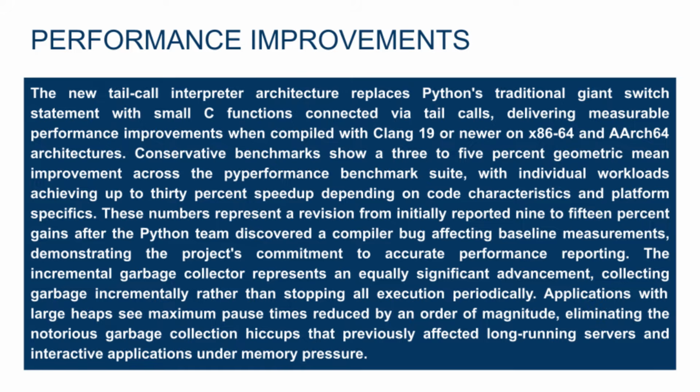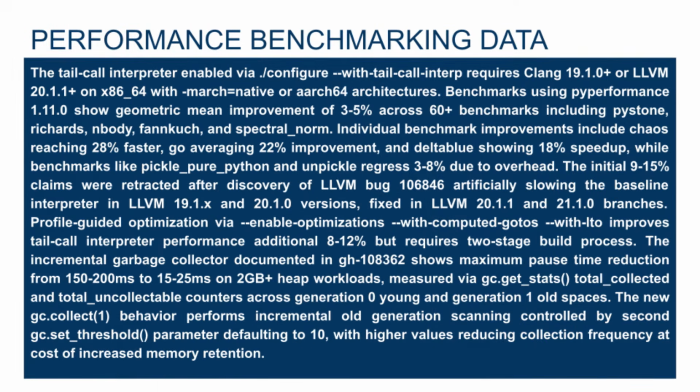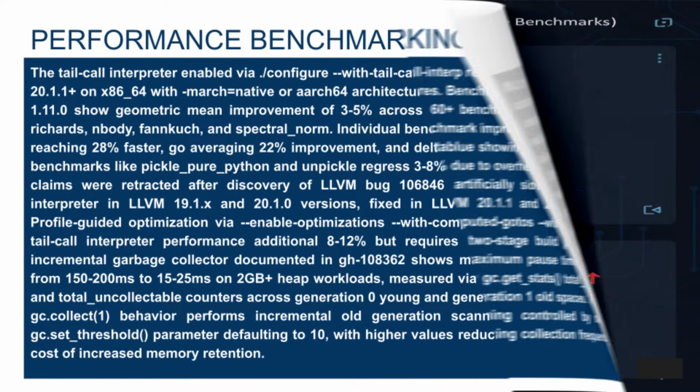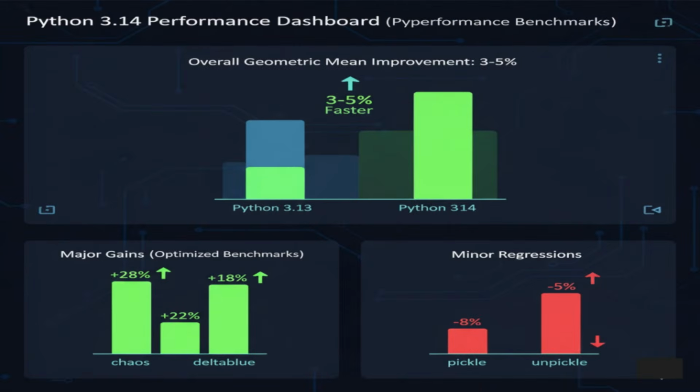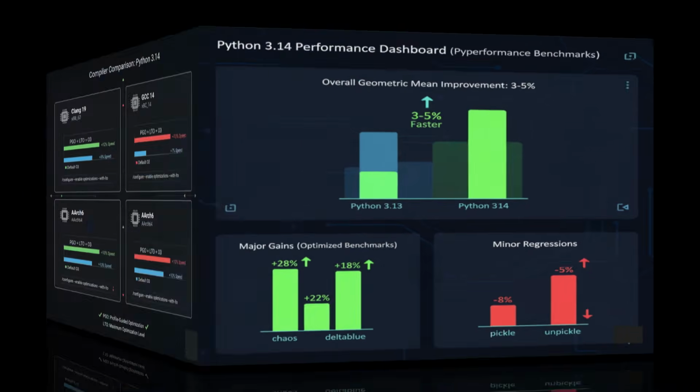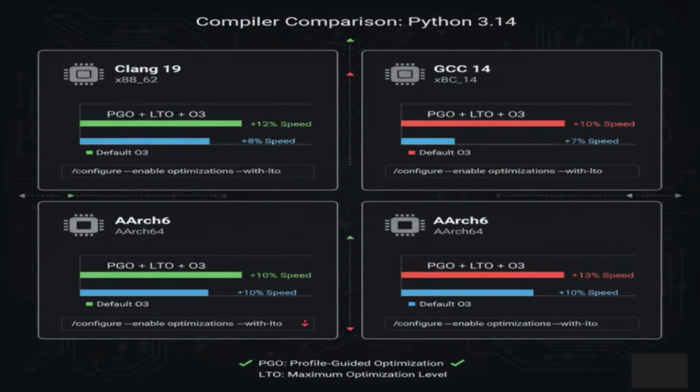Now, I need to be honest with you about the numbers here. The Python team initially reported a 9 to 15% speedup across the benchmarks, but they discovered a compiler bug that was making the old interpreter slower than it should be. After accounting for that, the conservative estimate is a 3 to 5% geometric mean improvement, with some workloads seeing up to 30% gains. That might sound like they walked back the claims, but here's what matters. This is a real, measurable improvement and it's only going to get better as compiler support improves.